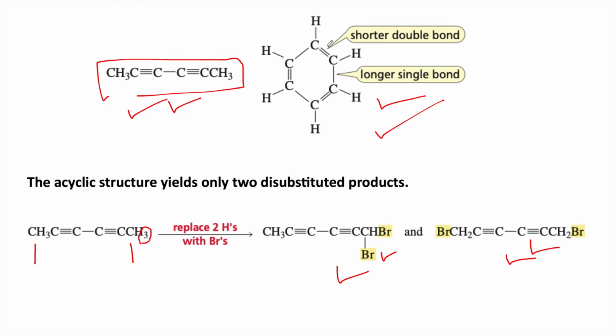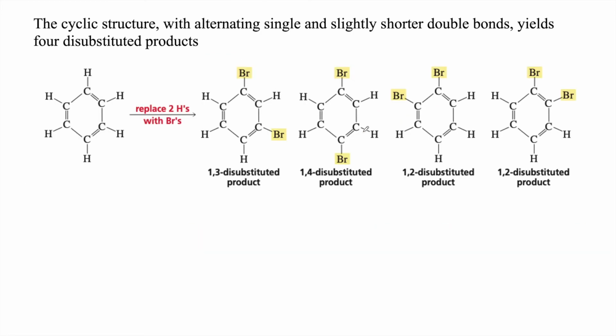Here you can see they made short double bonds and long single bonds, because a single bond has a bond length of 1.53 angstrom and a double bond has a bond length of 1.33 or 1.34 angstrom. So they thought, okay, the benzene structure will be like that. When they performed the bromination substitution reaction on this structure, they got 4 products. So 2 products are disubstituted products.